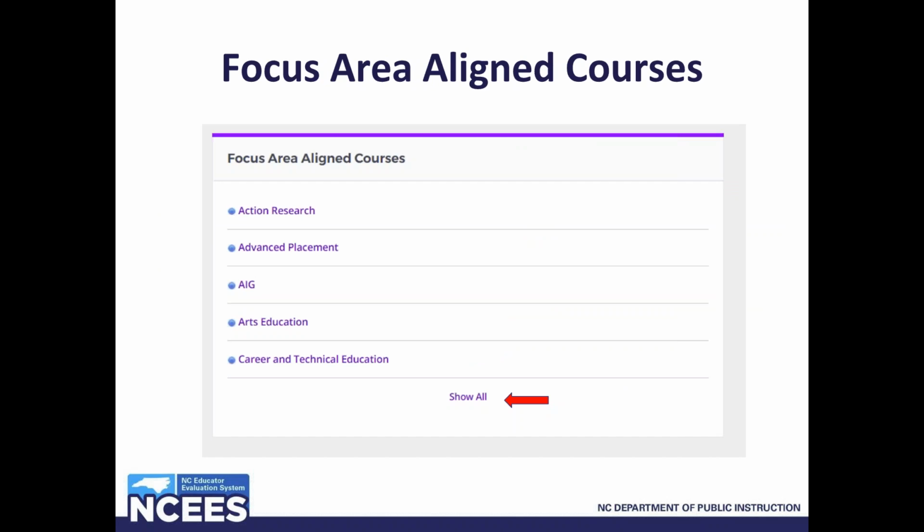In this channel, you can search for courses aligned to a particular focus area. On the screen, you just see a few courses. But if you click on See All, there is a long list of areas such as data literacy, English language learners, English language arts, guidance and counseling, mathematics, STEM, and world languages.